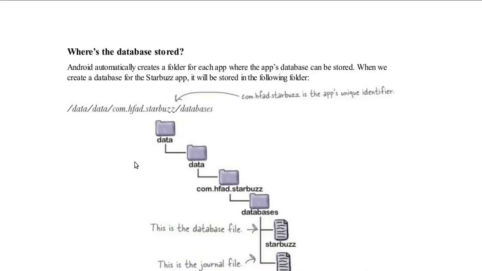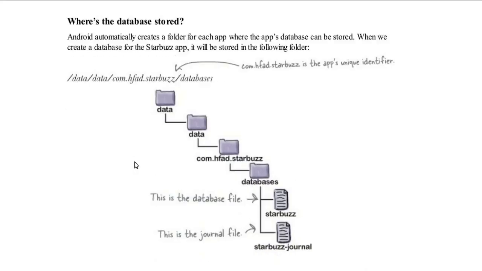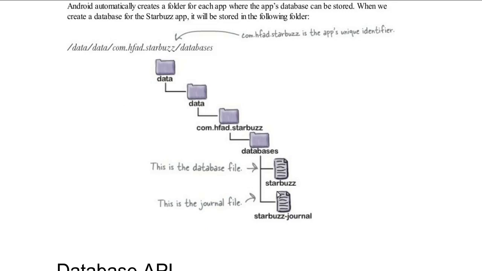First question: where is the database stored? We have that structure: data, then the package name, then databases. Here are two files, Starbuzz and Starbuzz Journal. The journal is just the description file, and the main database is the database file. Here the name of the database is Starbuzz. That's why it is just storing a file with the name Starbuzz.